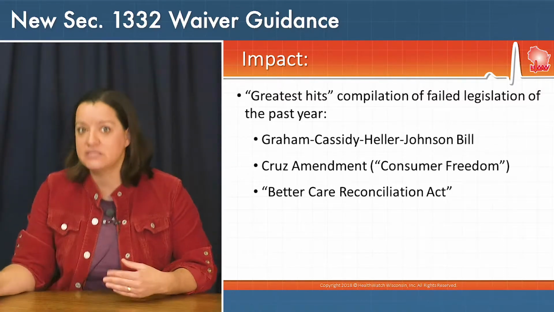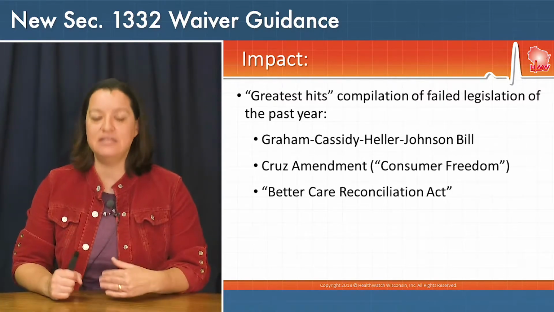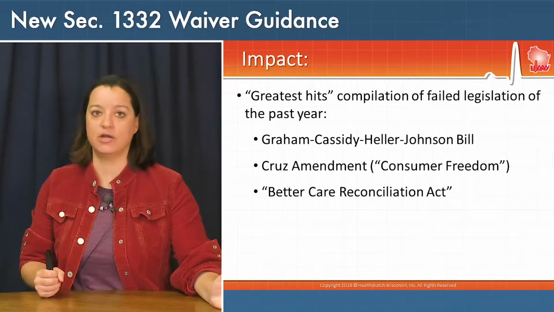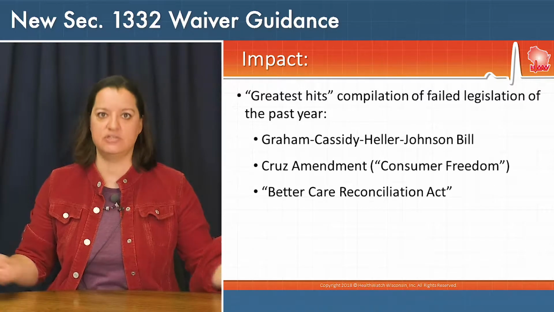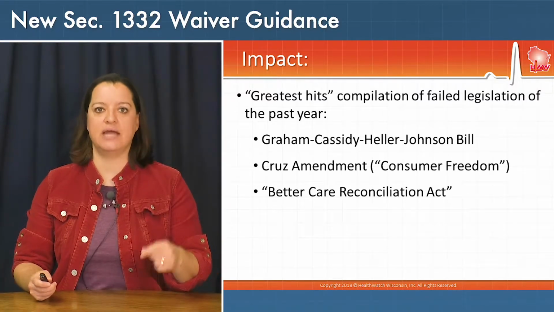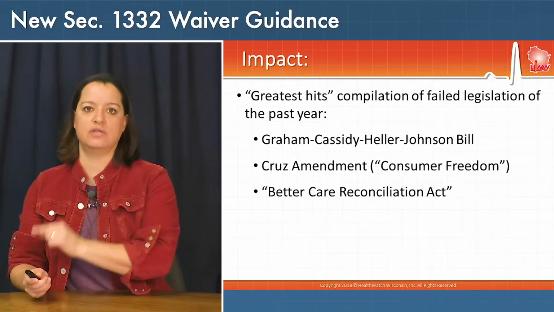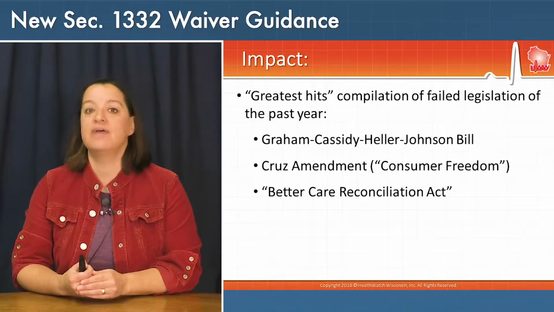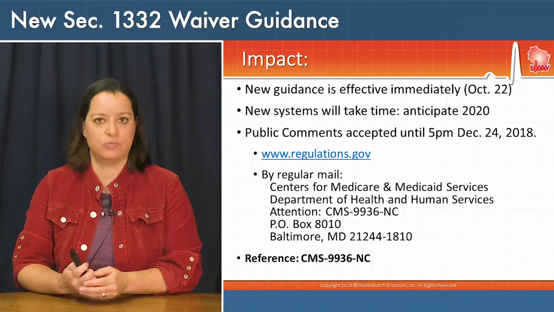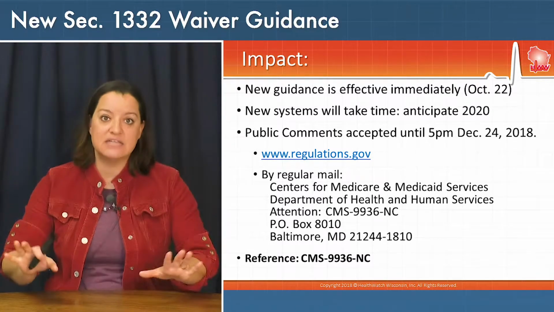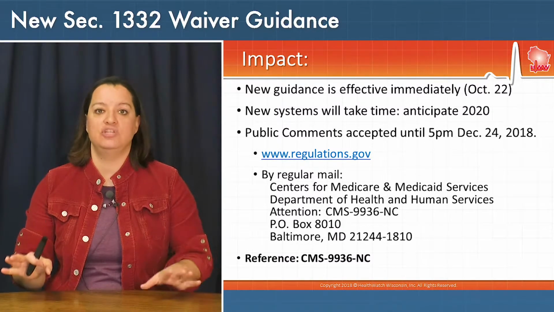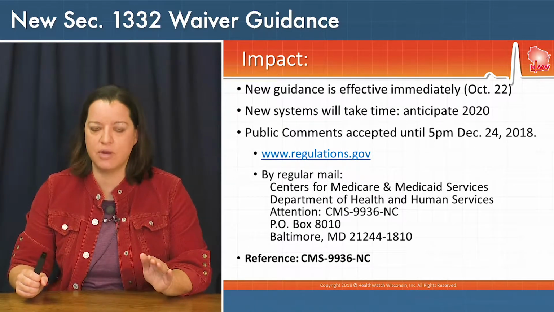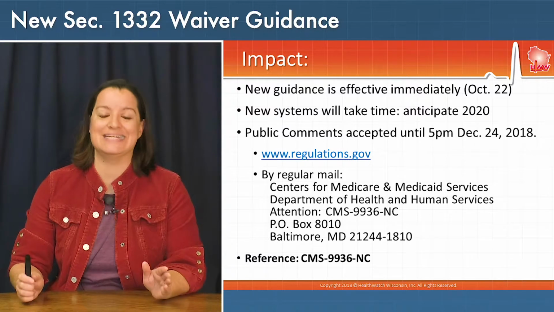Well, they couldn't get passed legislatively, so this guidance is a way for the agencies to just push those elements into the marketplace itself without legislation. The pieces that we're seeing in this guidance come directly out of the failed legislative efforts, and they are now going to be implemented. The new guidance is effective immediately, and by immediately we mean October 22nd. That doesn't mean you're going to be seeing states changing things overnight. This takes time. If you're going to create a whole new insurance market that's parallel to the Affordable Care Act, it's going to take time.